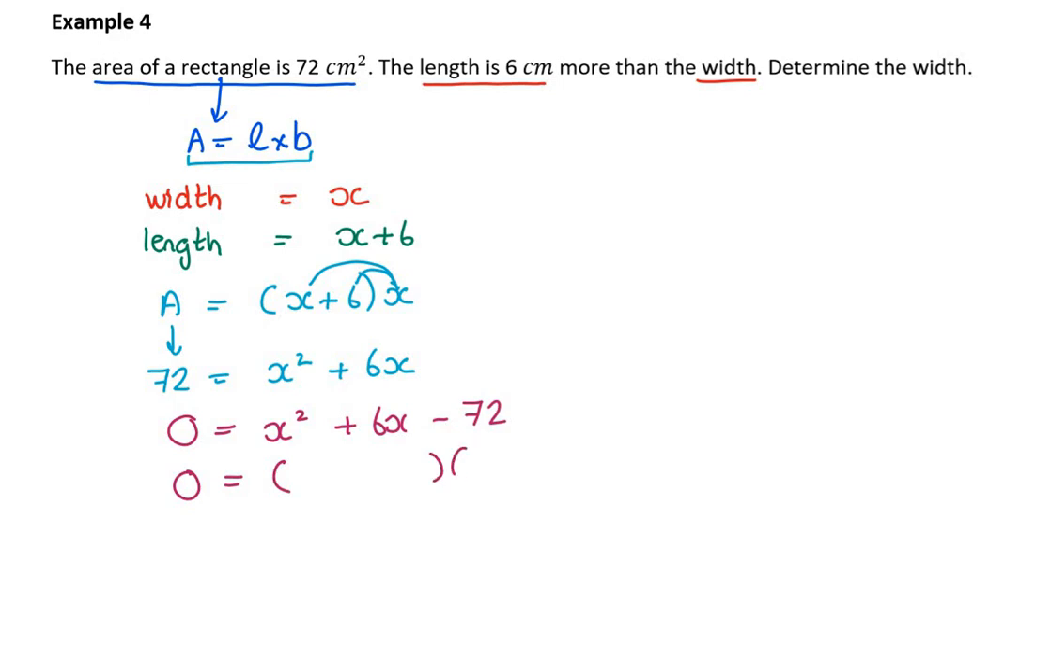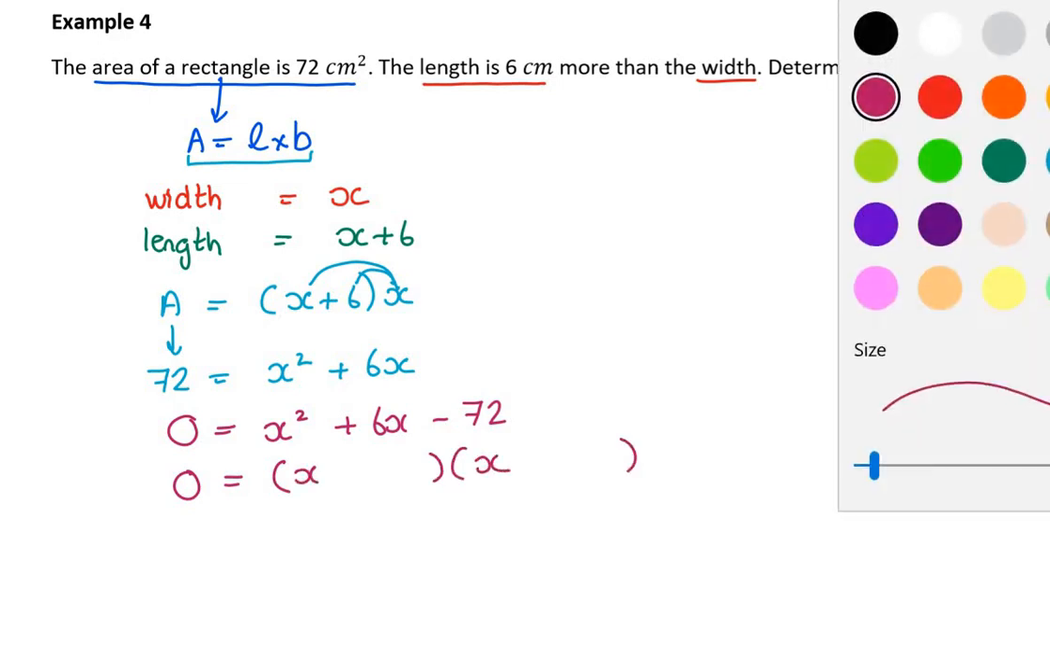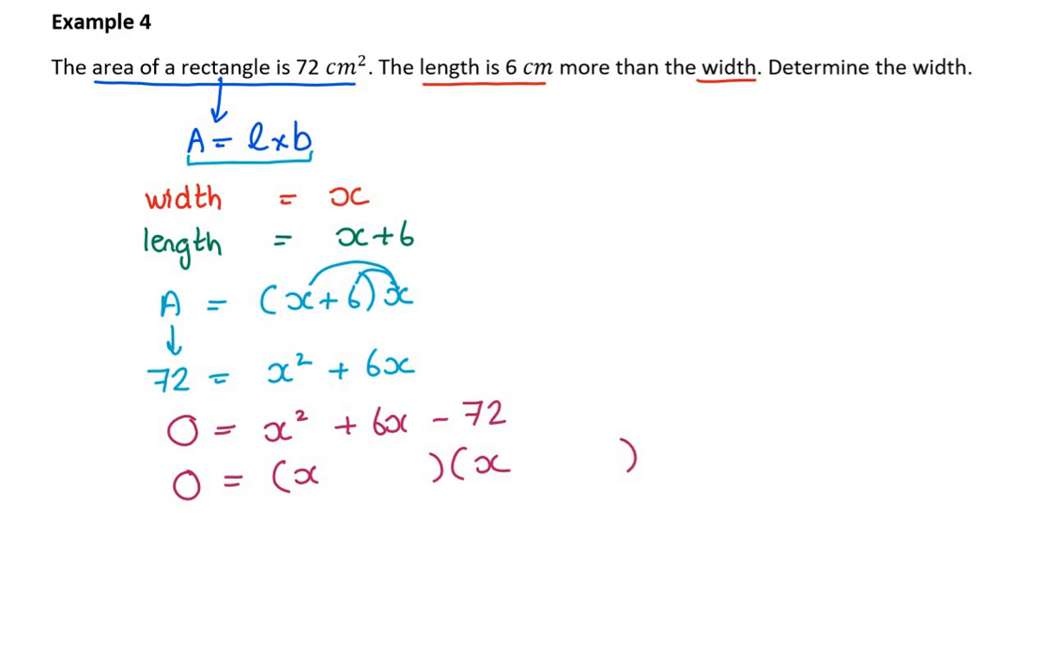Factorize. So x times x. What are my options for 72? 72 could be 36 times 2. There's probably lots of options. 12 times 6. Now, because there could be lots of options, try and check as you go which option could give me 6. Immediately I look at that, I'm like, that could give me 6.